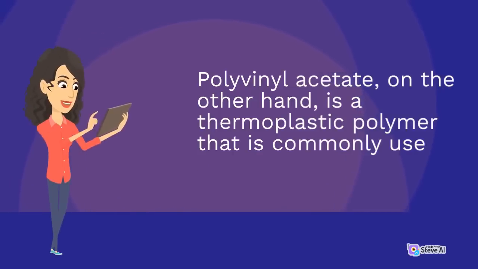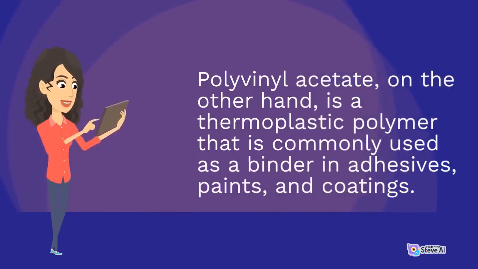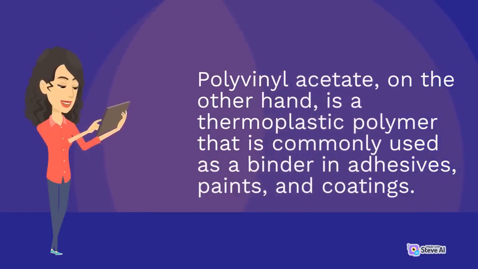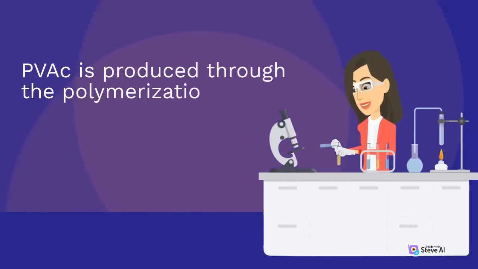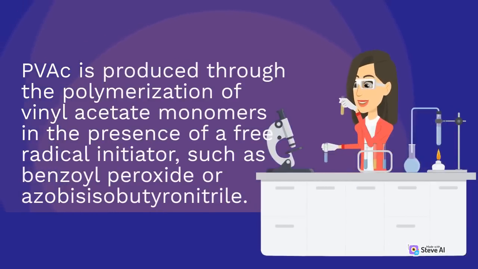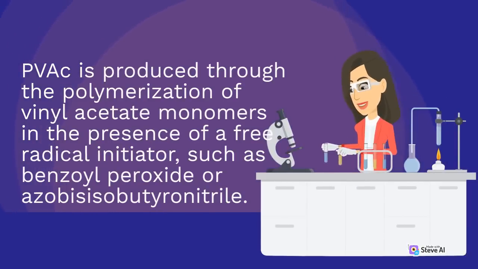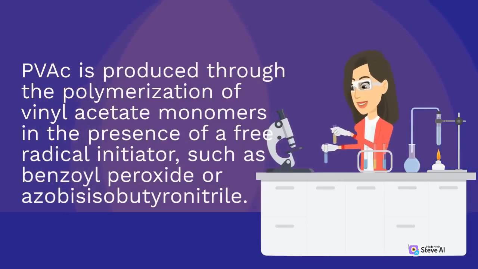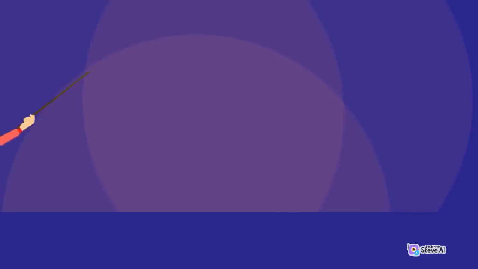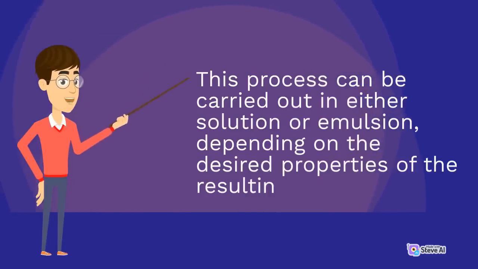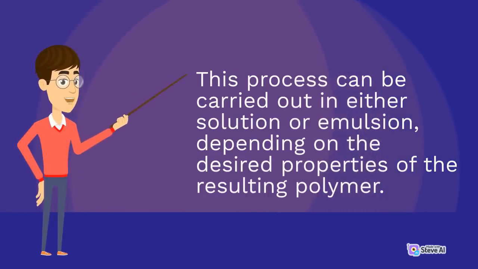Polyvinyl acetate, on the other hand, is a thermoplastic polymer that is commonly used as a binder in adhesives, paints, and coatings. PVAc is produced through the polymerization of vinyl acetate monomers in the presence of a free radical initiator, such as benzoyl peroxide or azobisisobutyronitrile. This process can be carried out in either solution or emulsion, depending on the desired properties of the resulting polymer.